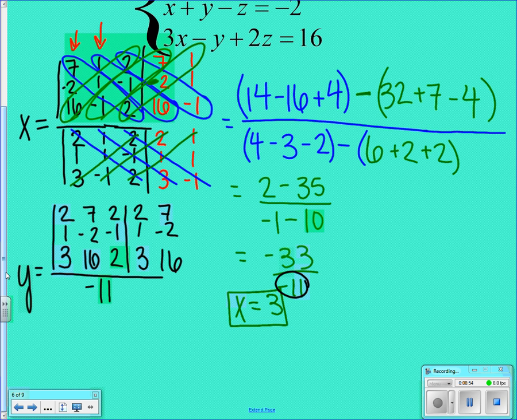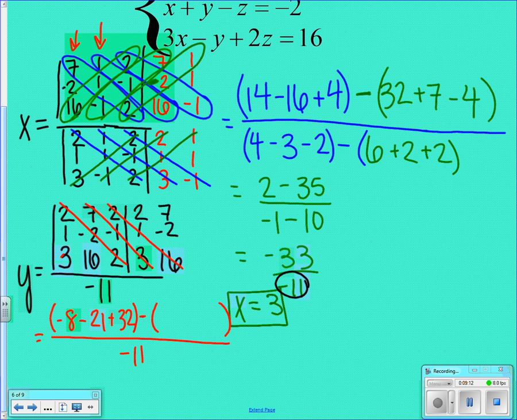So now we know that our denominator is negative 11. 2 times negative 2 times 2 is negative 8. 7 times negative 1 times 3 is negative 21. 2 times 1 times 16 is 32. And then we subtract. 3 times negative 2 times 2 would be negative 12. 16 times negative 1 times 2, negative 32. And then these three would give you a positive 14. Okay? So negative 8 minus 21 plus 32 is going to be 3.